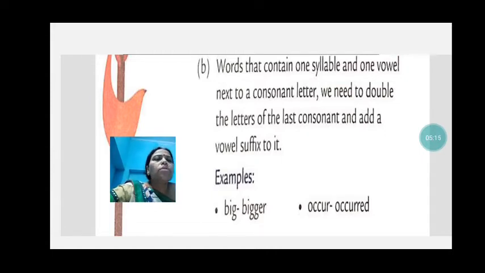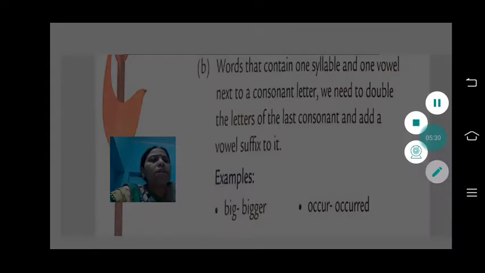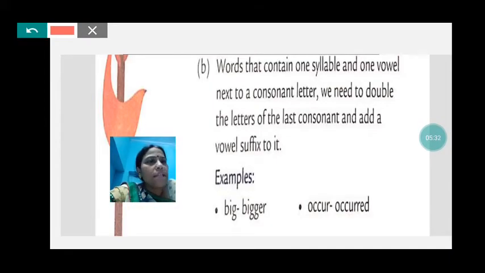So here big has one syllable and one vowel. You all know that a, e, i, o, u are vowels. In big, you see that there is one vowel, I. So what do we have to do in this? See, one syllable, one vowel next to a consonant letter. So see, there is one vowel I next to what? Next to B. I is next to B.